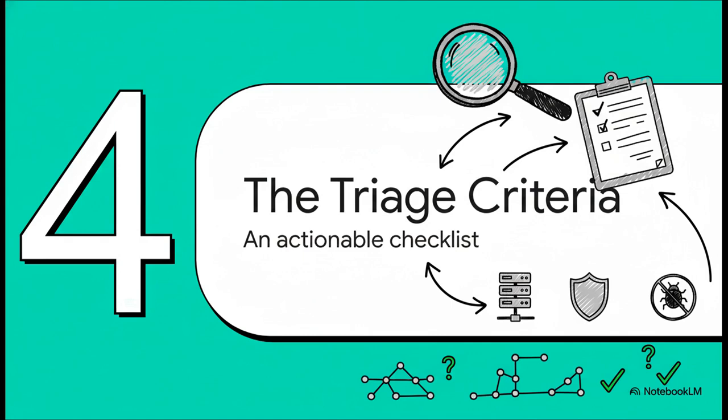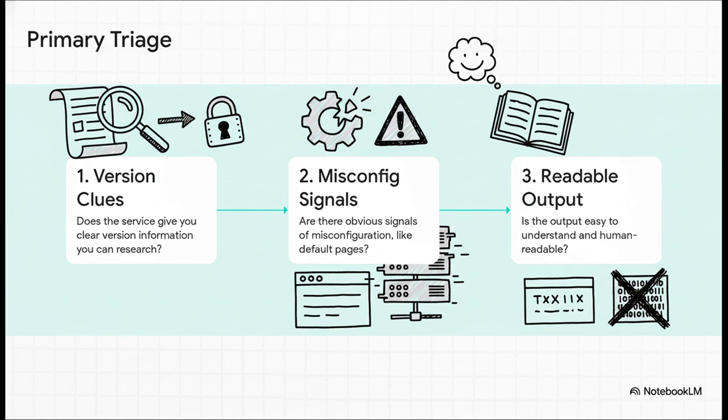Here is an actionable checklist, the triage criteria that you can use on your very next scan. These are your top 3 priorities, okay? First, does the service give you a clear, unambiguous version number you can actually research? Second, are there any obvious signals of a misconfiguration, like, say, default pages or really verbose error messages? And third, is the output easy to understand? A service that spits out human-readable text is almost always a better starting point than one that just gives you a bunch of binary gibberish.